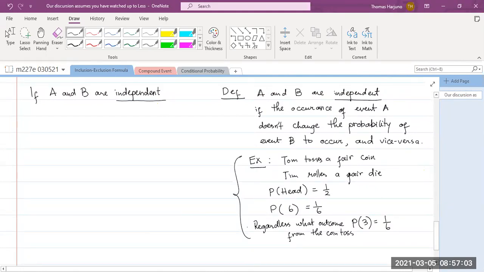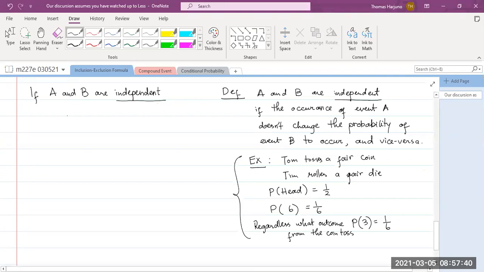Whatever happened with me has nothing to do with whatever happened with him. Whatever happened with him has nothing to do with whatever happened with me. So even though both of us are doing this experiment at the same time, the outcome of his rolling a die has nothing to do with my tossing a coin. And when I ask you, what is the probability I get a head? You don't need to ask me first what Tim has. No, there's no need. Why? Because we know these two events are independent.